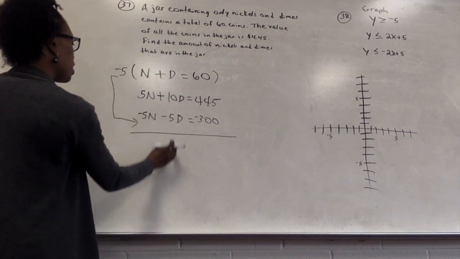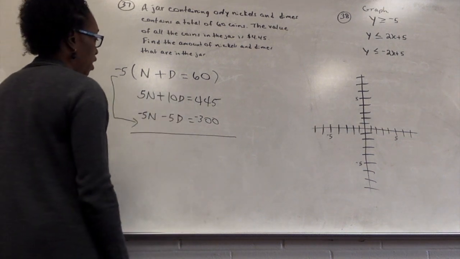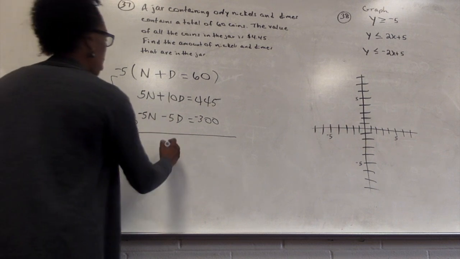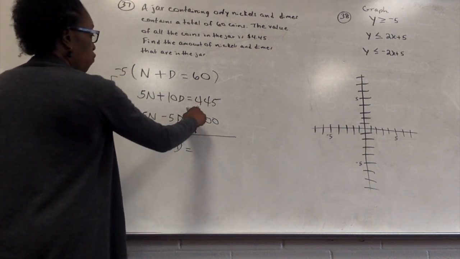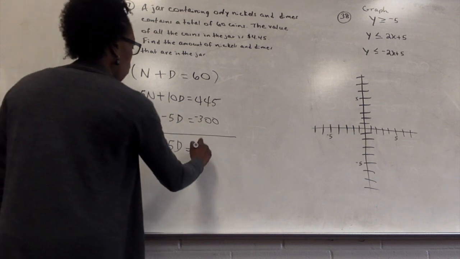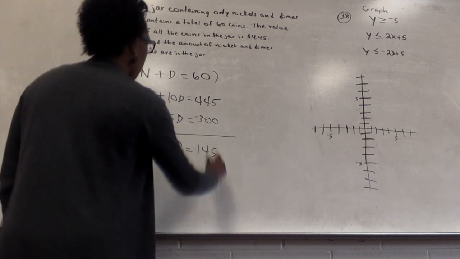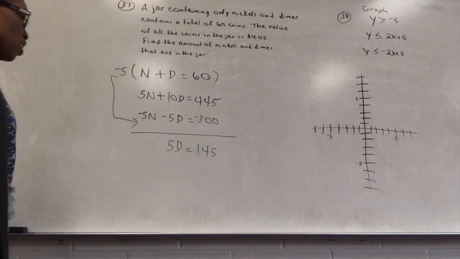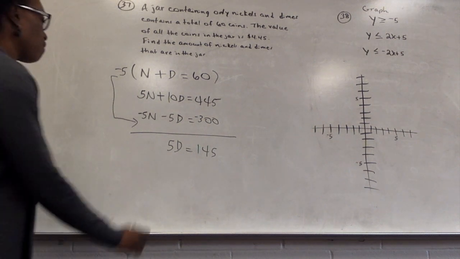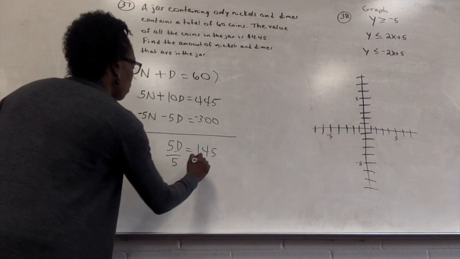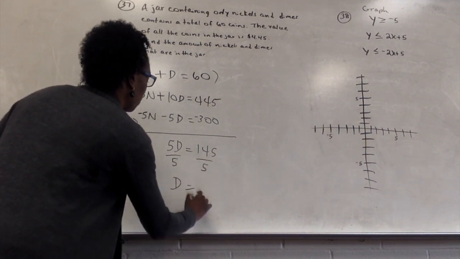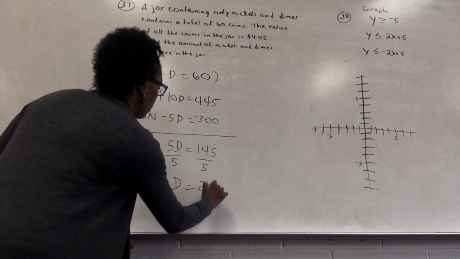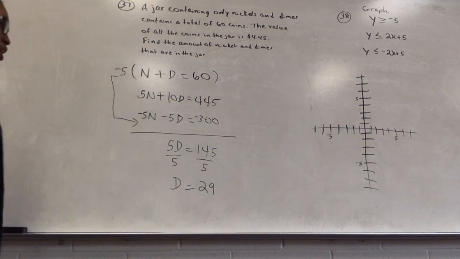So now I'm going to just add my column for my dimes. 10 minus 5 is 5. 445 minus 300 is 145. And now when I solve here, I'm going to be dividing both sides by 5. Okay. So now when I divide, I see that I get 29 dimes here.